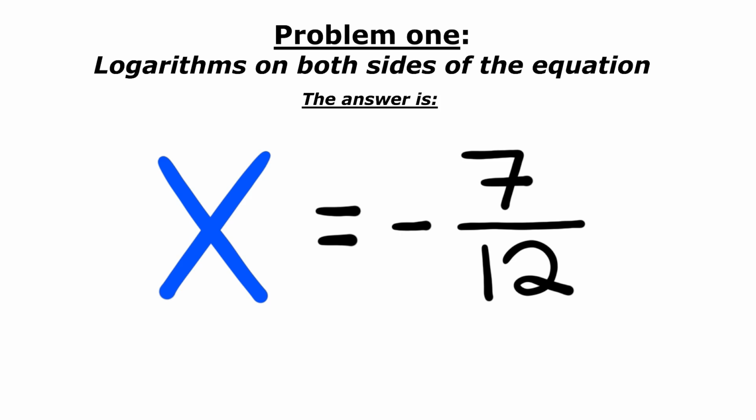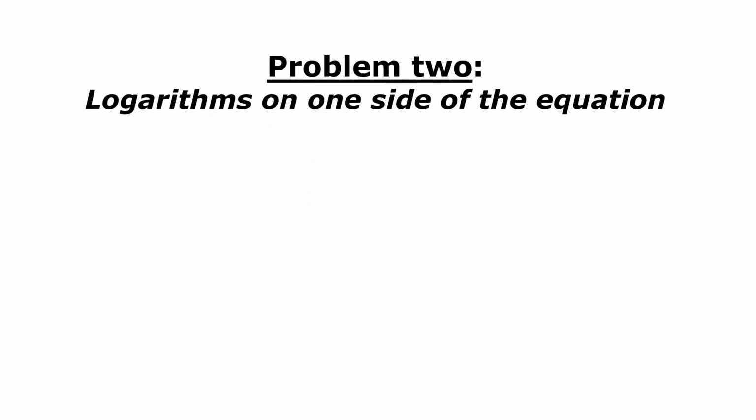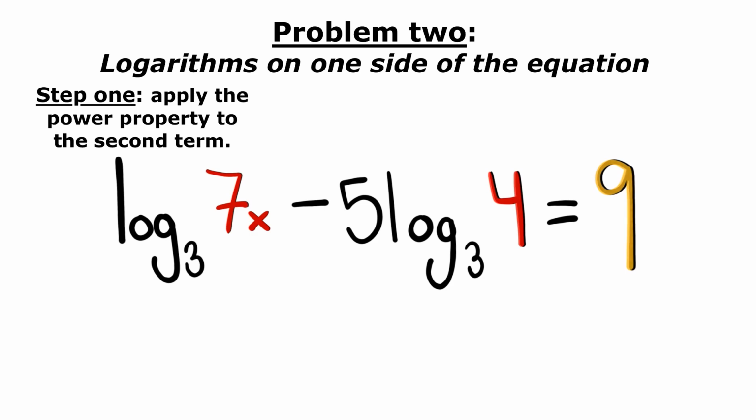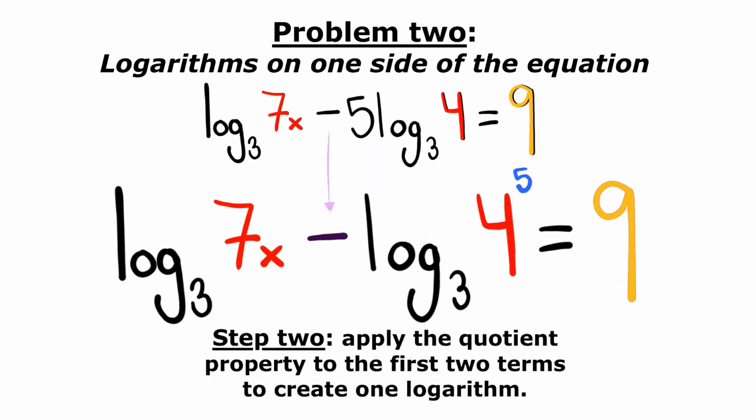Moving on, problem 2. Logarithms on one side of the equation. Step 1, again, you want to apply the power property to the second term. You never want to leave it being multiplied by something, because that just gets all messy. And again, it's not a suggestion, it's a rule. Just do it, okay?